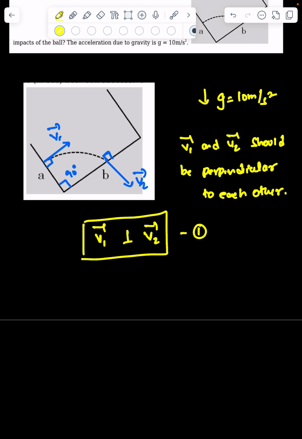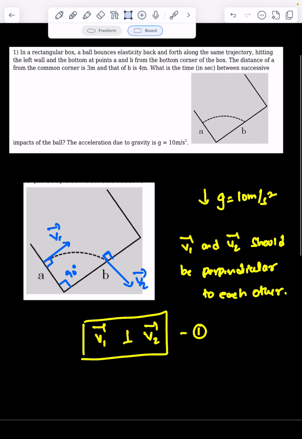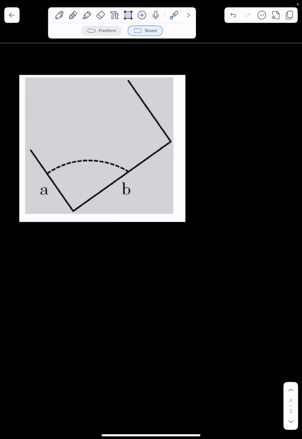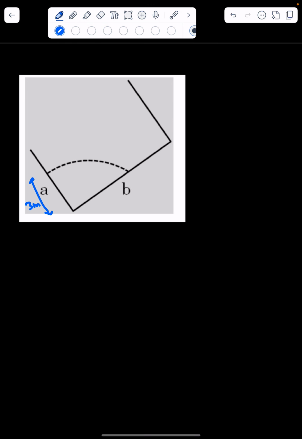And the second one is how to solve this problem and get that answer. So suppose we take this diagram again. They mentioned that this corner A is at a distance of 3 meter away from here, and this corner B is at a distance of 4 meter away from here.